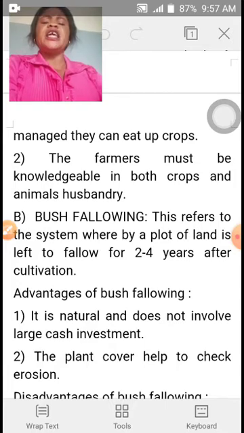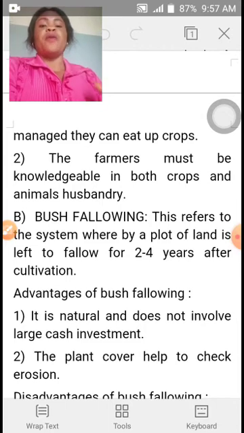Those falling leaves will decay and add nutrients to the soil. So it will not need much money. It will not need much capital for you to go and buy fertilizer. So it's natural and does not involve large cash investment. That is number one advantage of bush fallowing.